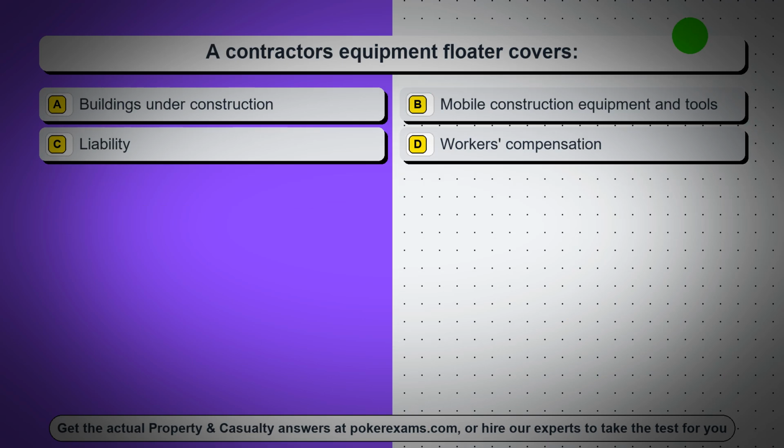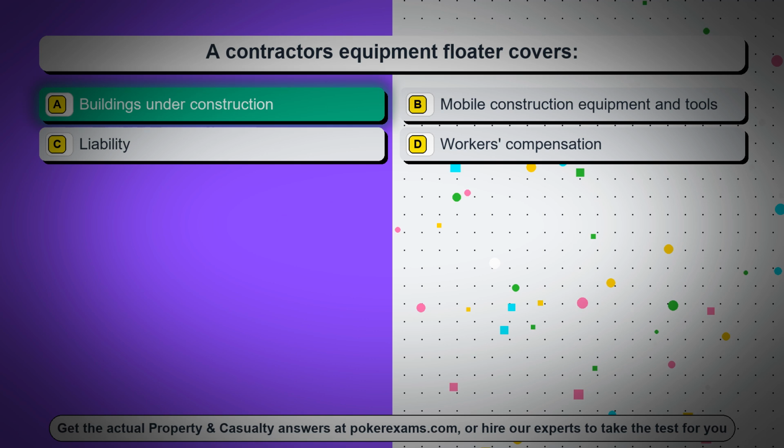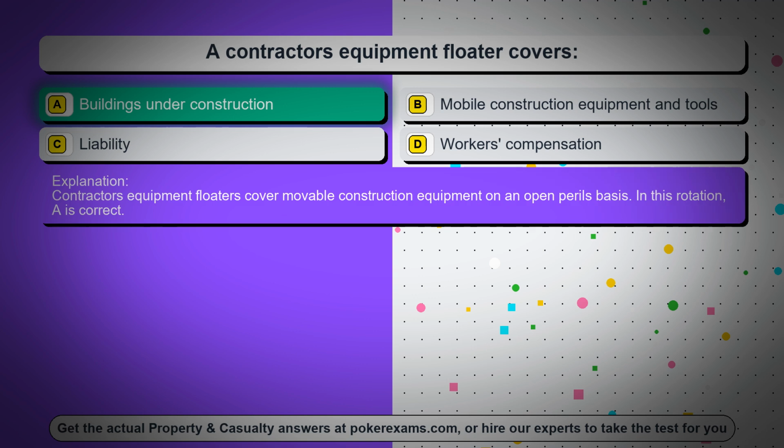Question 23. A contractor's equipment floater covers: option A, buildings under construction. Option B, mobile construction equipment and tools. Option C, liability. Option D, workers' compensation. The correct answer is option A, buildings under construction. Contractors' equipment floaters cover movable construction equipment on an open perils basis. In this rotation, A is correct.